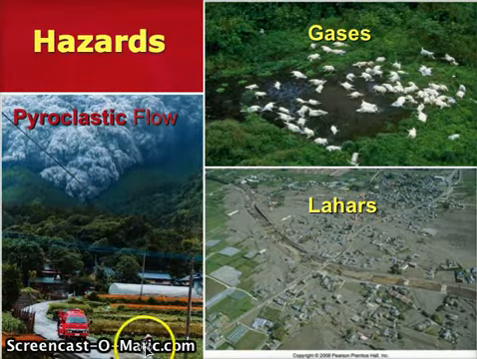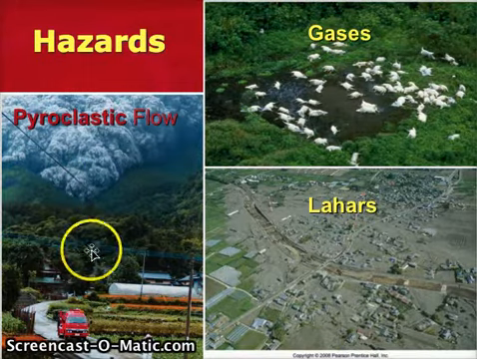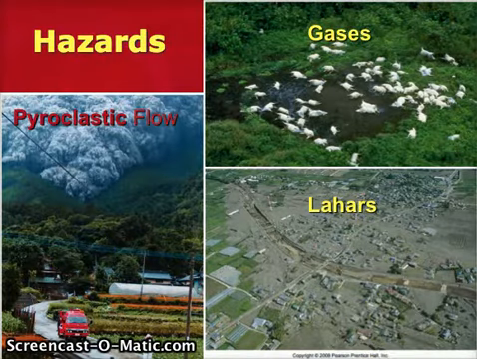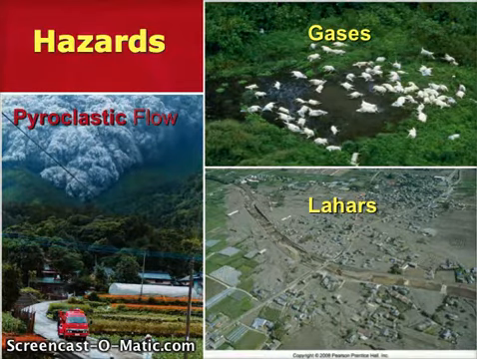On the lower left is what we call a pyroclastic flow, and this is when the hot ash is supported by hot gas. And pyroclastic flows are probably the fastest moving of the volcanic hazards. They can go 60 to 70 miles an hour, and they're extremely dangerous. That's probably what buried the people in Pompeii.